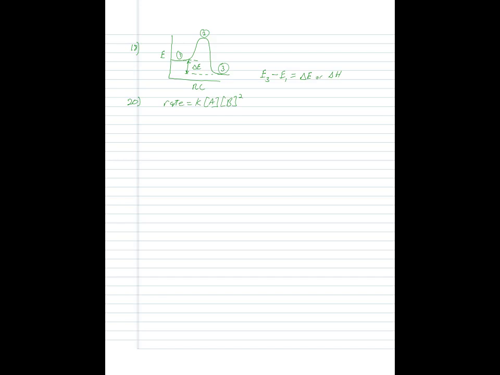The harder question: what would happen if I changed B by a factor of 3? The rate would go up by a factor of 9, because the factor of 3 gets squared in there. Whatever you do to that concentration in the rate law, its effect on the rate takes into account that exponent as well. If I doubled something that was squared, it would make the rate go up by a factor of 4. If I doubled something that had an exponent of 1, it would just double the rate.